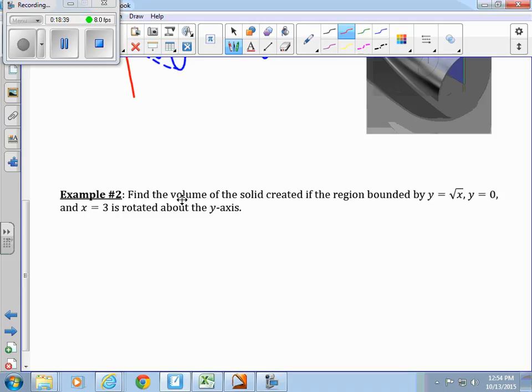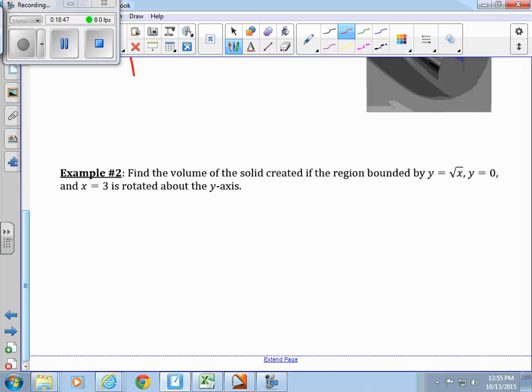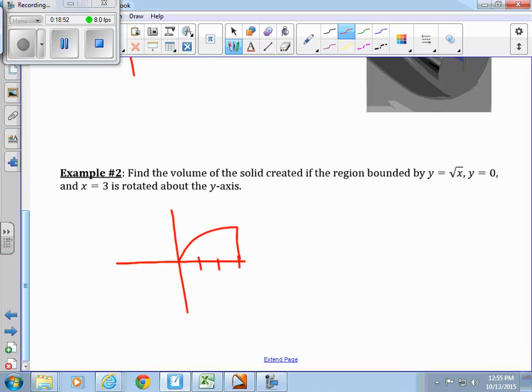Okay. Find the volume of the solid created by that same region. So, same region, right? But this time I am rotating it around the y-axis. Is there a gap between that region and the y-axis? Yes. Do you see how it doesn't sit flush with the y-axis? So there's definitely a gap.